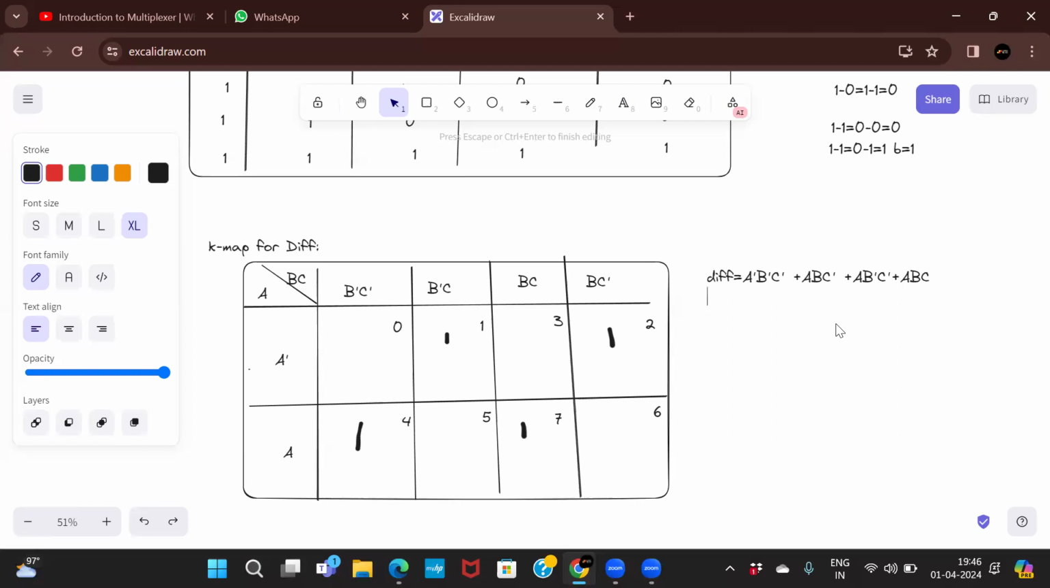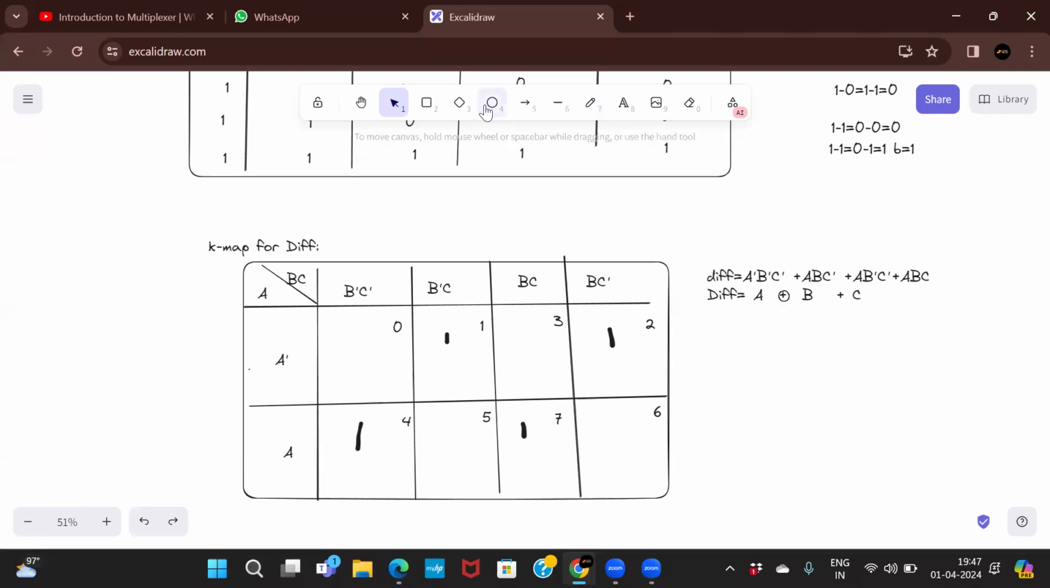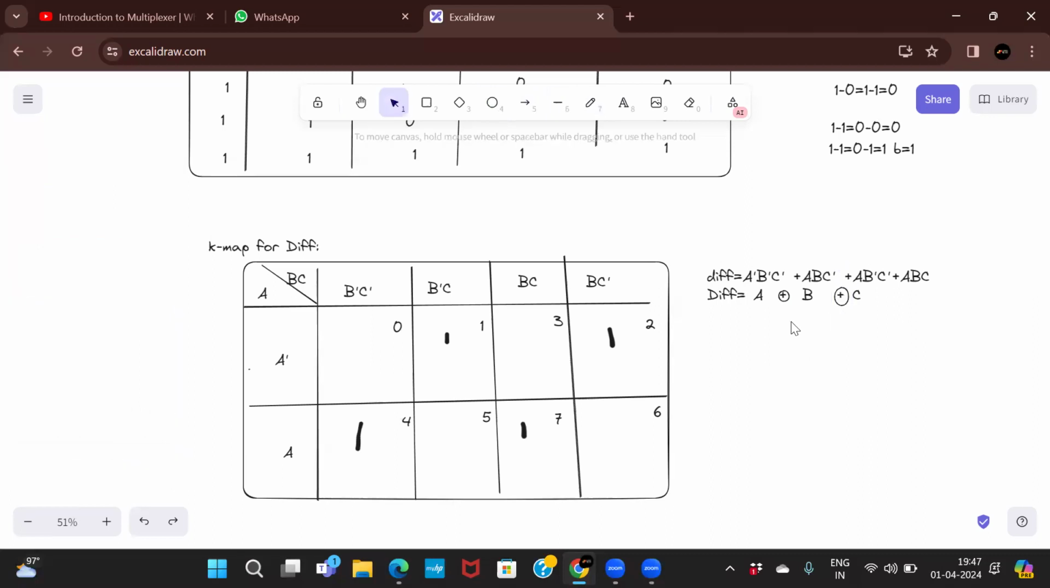So I'm just simply writing, and it equals A XOR B dot C. So by solving this expression, we'll get A XOR B XOR C.